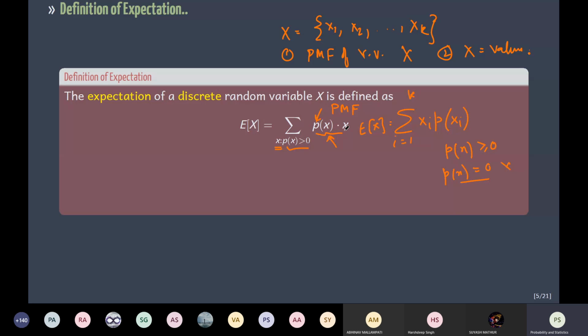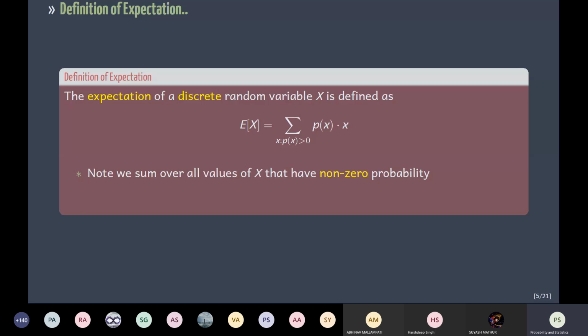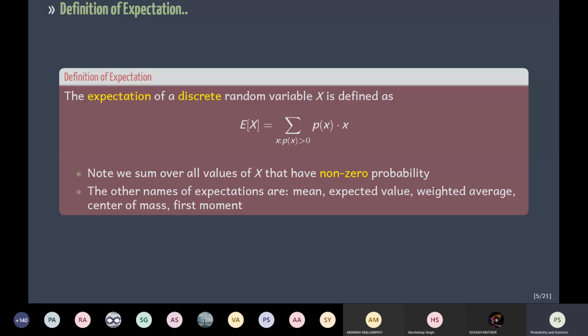Expectation of x is the sum of PMF of x times x. Note we sum over all the values with non-zero probability. The other names for expectation are mean, which you may have seen in statistics chapters in 11th or 12th, and expected value. Sometimes it's called weighted average, because the weights are like this.